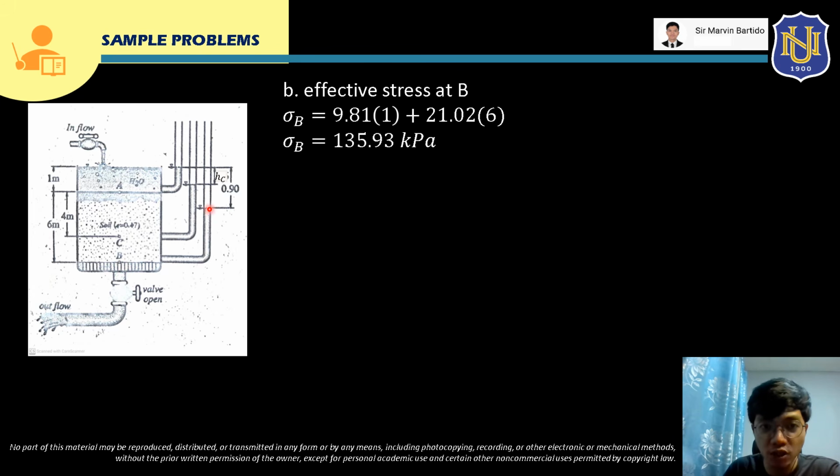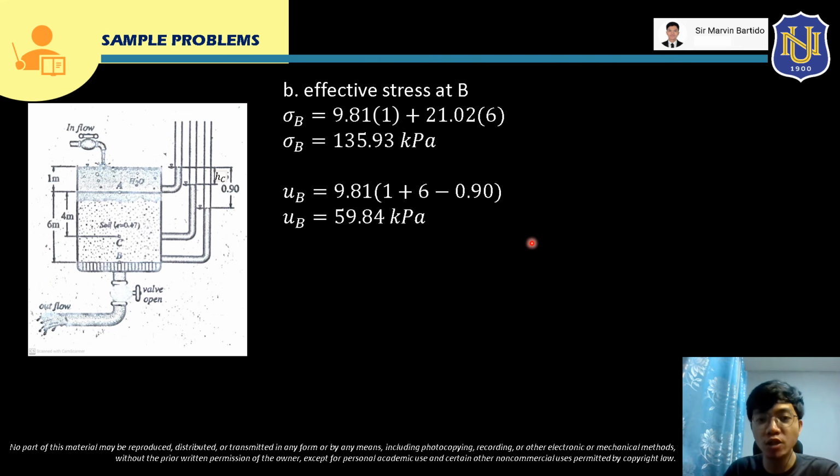Now, for the pore water pressure at point B, we need the height in the piezometer attached at point B. We can solve this height by taking 1 plus 6, then subtracting the 0.90. So that will be 9.81, the unit weight of water, times 1 plus 6 minus 0.90, which is 0.19. So the pore water pressure we get is 59.84 kilopascal.